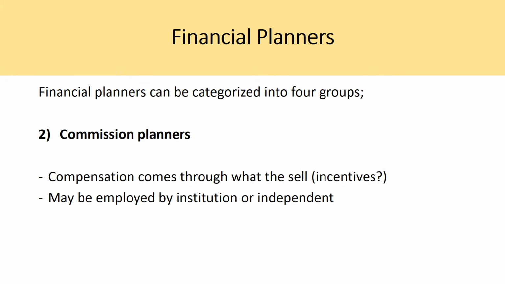Okay, so the second category is commission planners. So compensation comes through what they sell. And one of the biggest questions when you're thinking about each of these categories is the incentives of each one. Some of these groups earn a lot of their income based on commissions, based on the amount of things that they sell, versus fees, right? And so if you are working with a commission planner, it's in their incentive, in order to put food on their table, to sell you more products. And that might not be the best alternative or option for you.